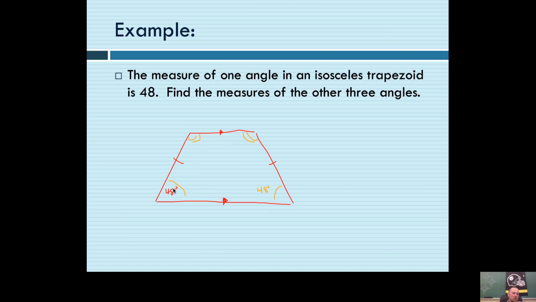So this angle and this angle are supplementary, remember. So this angle will be 132. That way these add up to 180. Okay, so those are the measures of the other three angles.